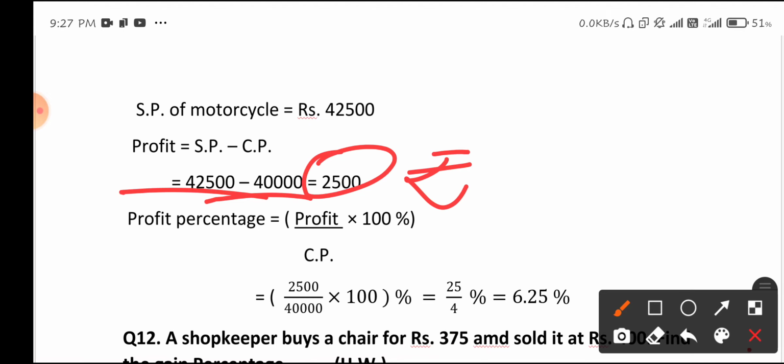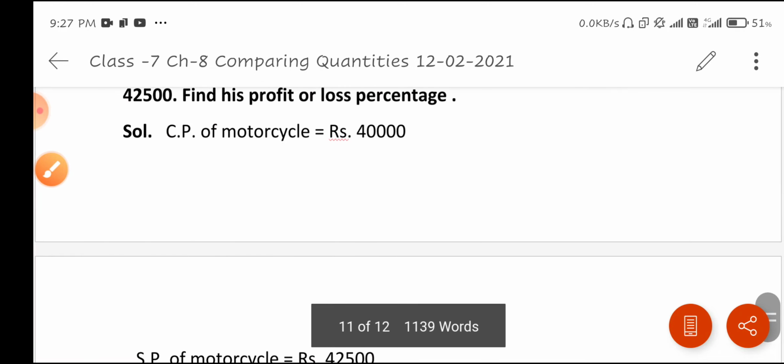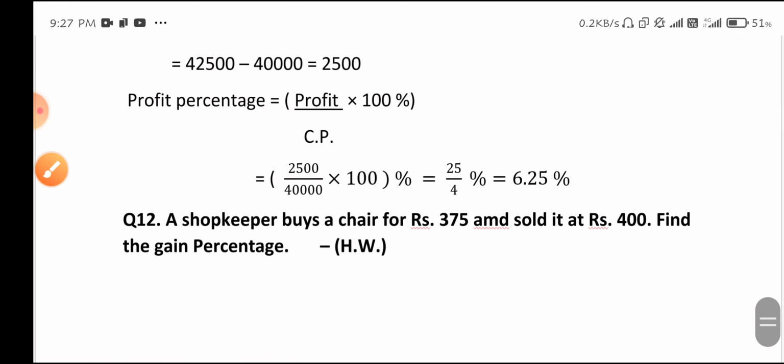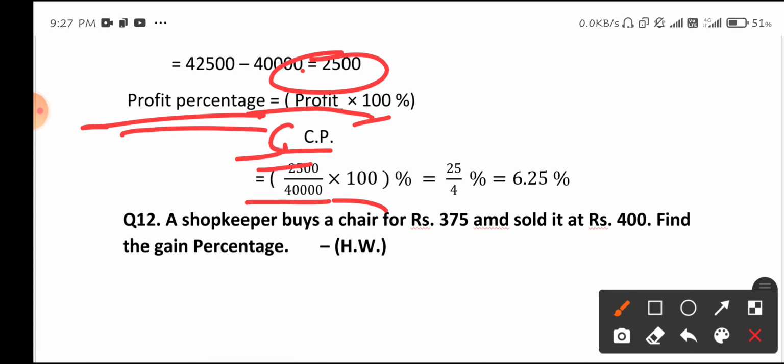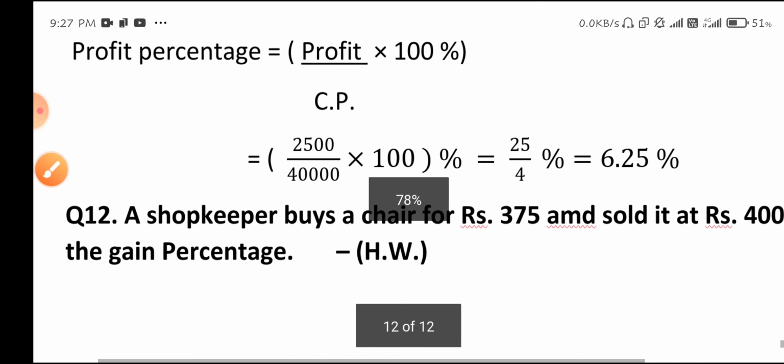Now after finding profit, what you have to find? Profit percentage. So what is the formula profit percentage? Profit upon CP multiply 100. So profit is 2,500, CP is 40,000, multiply 100. Now we will solve this.